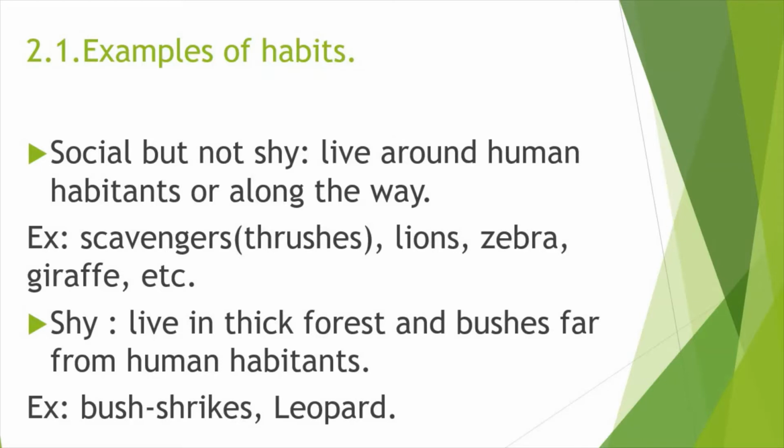An animal could be social but not shy. In this context, the animal will likely live around the human habitat all along the way. For example, we could say scavengers. Among the scavengers, for example, there is the trash. We have also the lion, zebra, and giraffe. Those organisms we are talking about are really social.